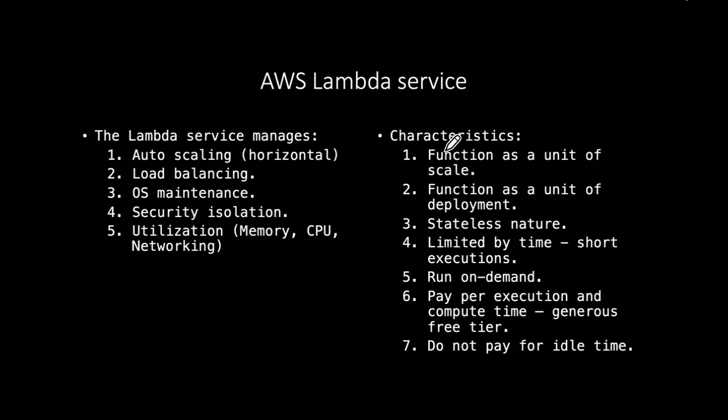So as a developer, you're now dealing with functions as the unit of scalability and deployment. In the days of EC2, scalability was at the application level, whereas now it's down at the function level. Function as unit of deployment, okay. And the stateless nature of it.